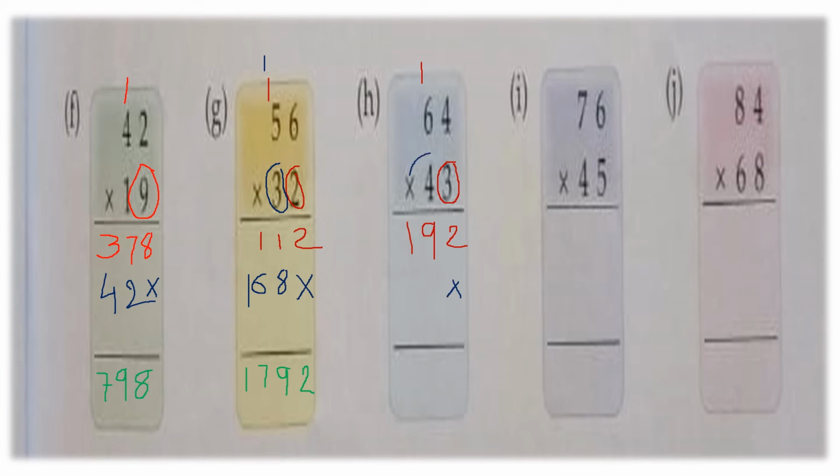Now 64 multiplied by 4. Now this 4 4s is 16. So 6 you will write here. And 1 carry. Now 4 6s are 24 plus 1 carry is 25. So write 5 and then 2.